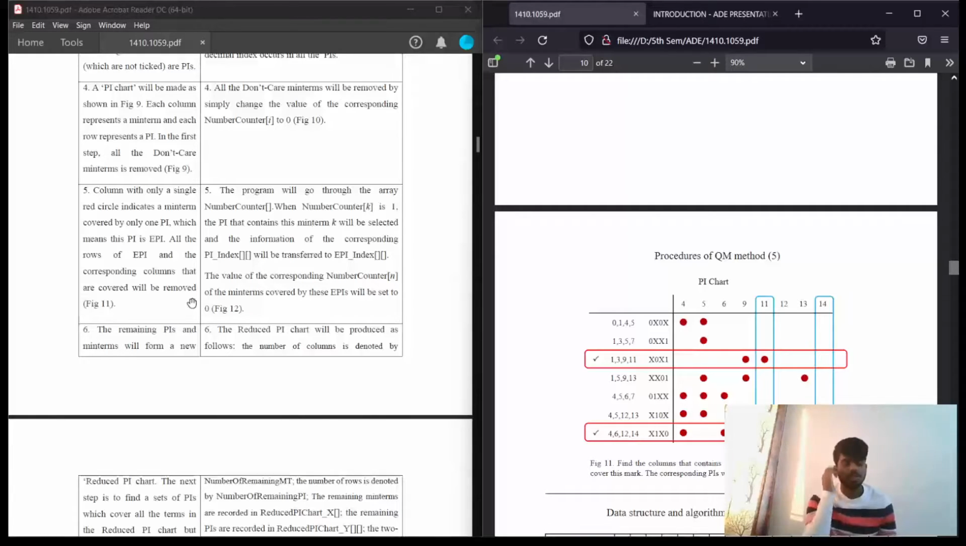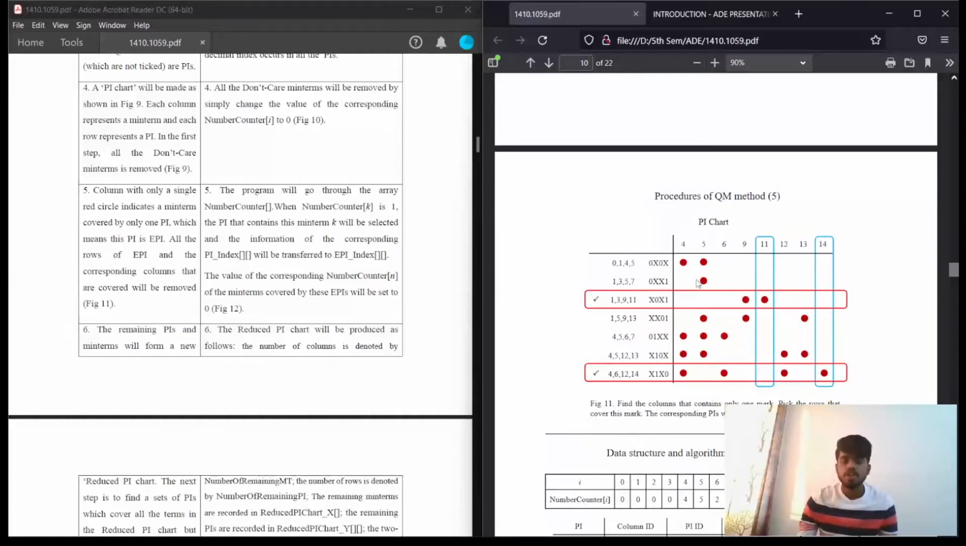So what do essential prime implicants actually mean? They check all the different columns of all these min terms, and if they see there is only one particular dot, that means it is covered by only one red circle, so that corresponding row, that corresponding min term, is considered an essential prime implicant. So essential prime implicants are very important, and we first need to figure out what essential prime implicants we get.